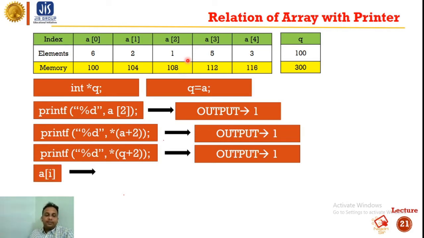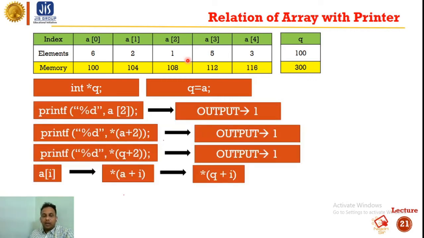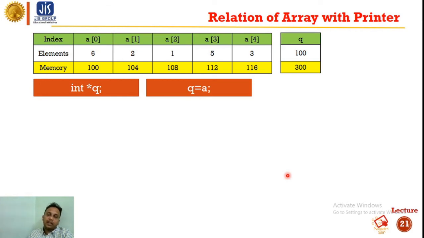Suppose a[i] is an array with subscript value i. What will pointer a plus i print, and q plus i? Both are the same. Here you can see that a plus 2 and q plus 2 both printed 1, so they print the same value. So pointer a plus i and pointer q plus i are the same. Let's see another example.